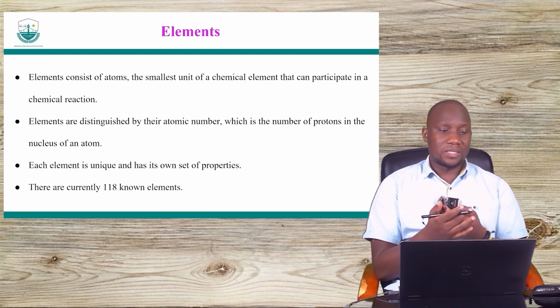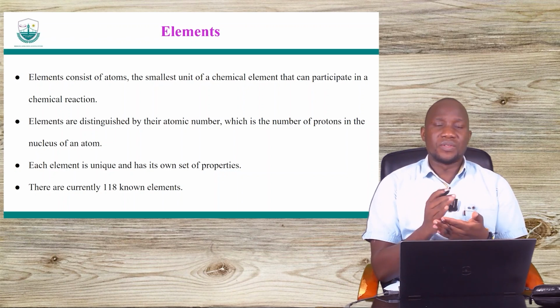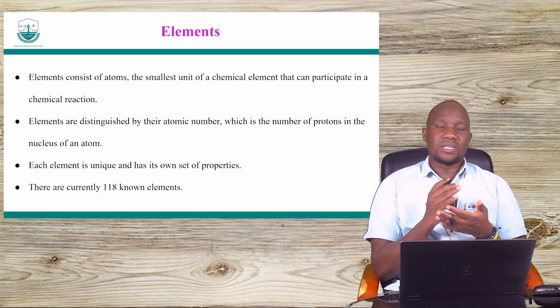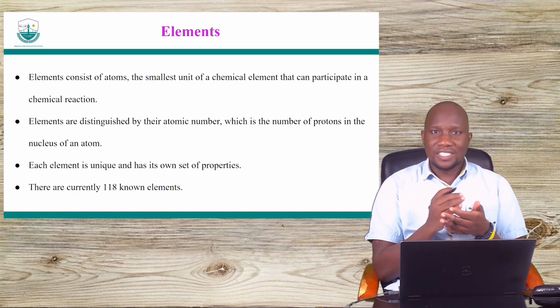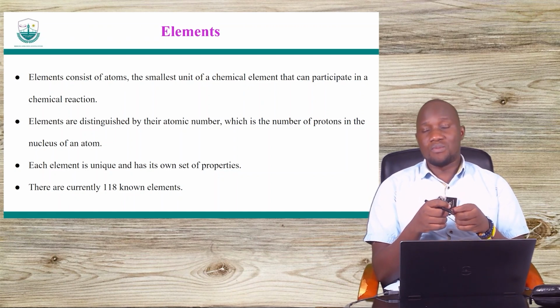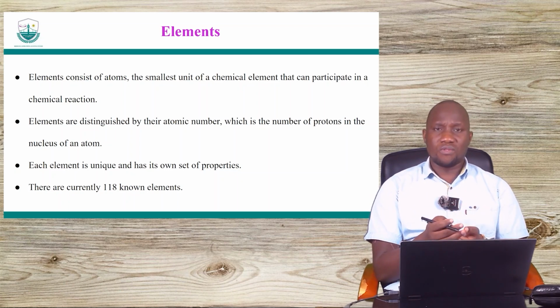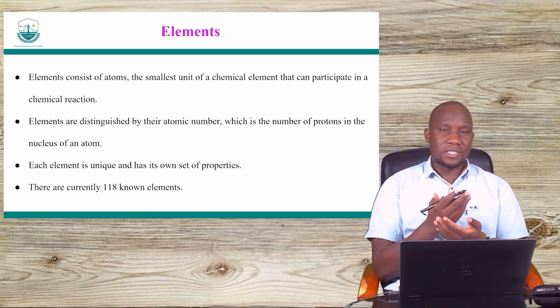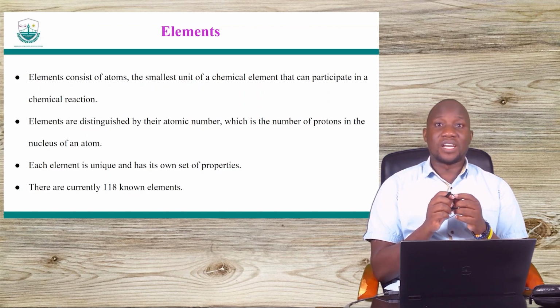Okay, so these elements are the ones that we usually see in chemical reactions. So, for example, you have hydrogen reacting with oxygen. Of course, these exist as molecules to form molecules of water, or basically to form water. These words should not basically confuse you. What we are basically saying is that an element consists of atoms, which are basically the smallest unit of an element that can participate in a chemical reaction.